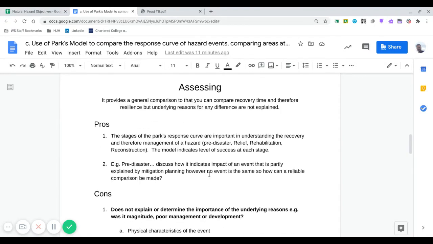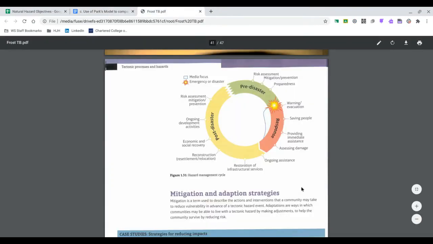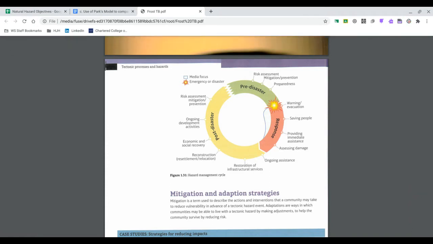So to begin with, it does provide a good general comparison of the different stages of disaster recovery and indicates the resilience of the communities affected. So part of your answer in any assessment, depending on what the question might be, will be showing how it helps us understand the success level of these four different stages: pre-disaster, relief, rehabilitation, reconstruction. This goes very well with the Frost textbook, where you can apply the hazard management cycle.